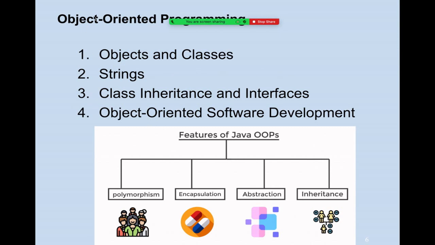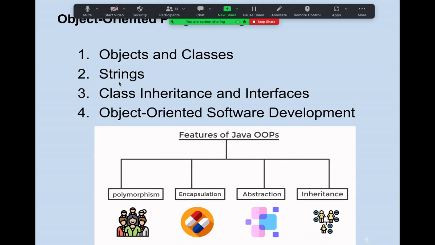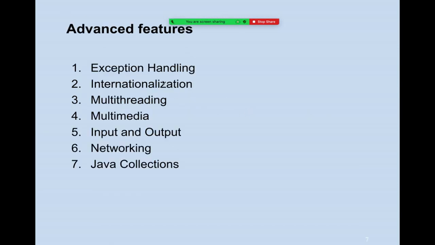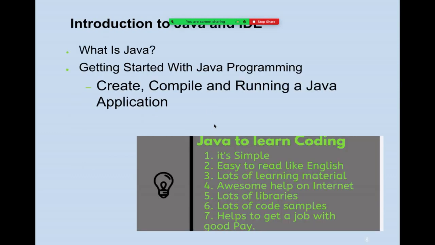We'll go through object-oriented programming concepts like objects and classes, strings, inheritance and interfaces, and object-oriented software development features. This is a high-level overview. I'll get into the details in the following sessions. There are more advanced features in core Java itself, like exception handling, internationalization, and things like that. We'll focus more on practical aspects. I'll just give you an overview and introduction to Java.